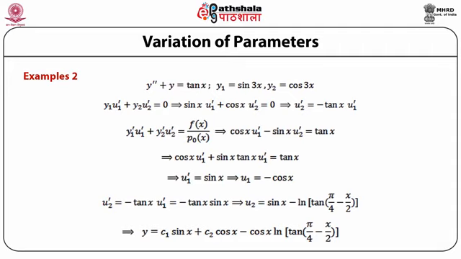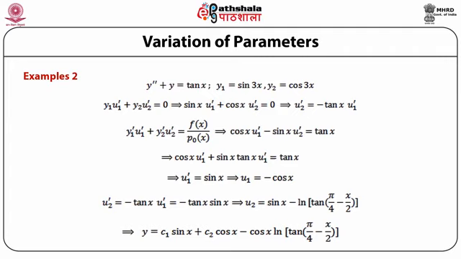Next, y1 prime u1 prime plus y2 prime u2 prime will be equal to f(x) divided by p naught (x). This implies cos x times u1 prime minus sin x times u2 prime will be equal to tan of x. So we get cos x u1 prime plus sin x tan x u1 prime is equal to tan of x. This results in u1 prime being equal to sin of x, which is integrated to obtain u1 to be equal to minus of cos x.